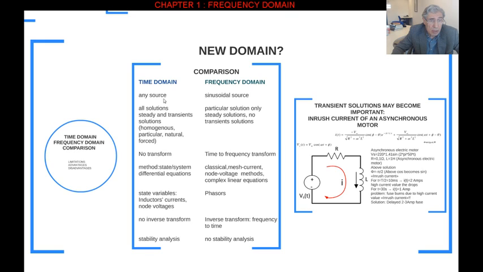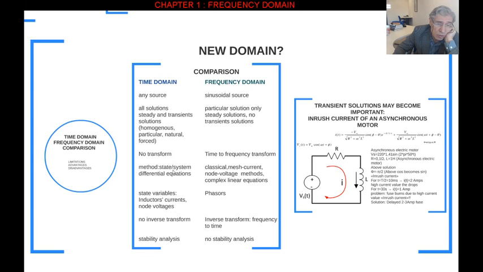So in time domain, for any sources, we can calculate all the solutions, that means homogeneous, particular, natural, forced. In frequency domain, we will be considering only the particular solution, and we have seen that the transient solution is going to disappear. The steady solution is going to be the particular solution, so that's why we only find the particular solution in frequency domain. No transforms are needed in time domain, but there is a transformation from time to frequency domain. That's an extra job that we should do.